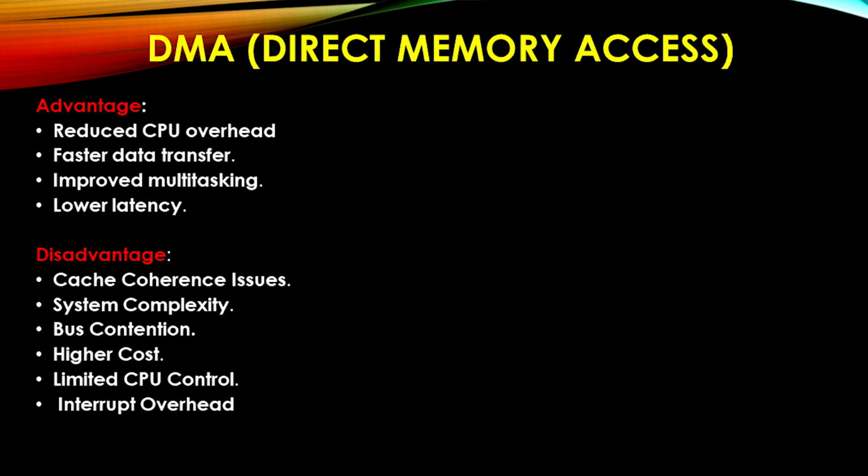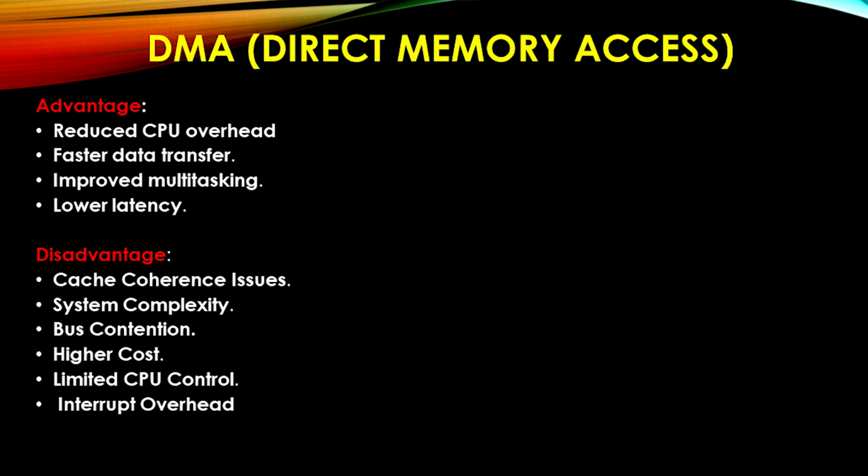We will see the advantages and disadvantages of direct memory access. The advantage is reduced CPU overload. The CPU is free to perform other tasks. Next one is fast data transfer, especially for large blocks of data. The third one is improved multitasking. That means the CPU can handle other processes during the DMA operation. The last one is lower latency. It is ideal for real-time and multimedia applications.